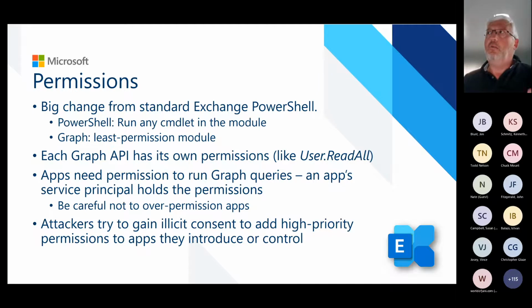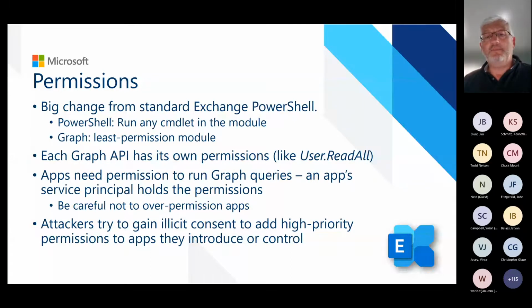So the important thing here is that when you move over to the graph, you start thinking about what permissions you really need. And you try and limit the permissions at all times. You're very careful not to over-permission apps. One of the reasons is that attackers could try and use a thing called illicit consent grant to take over apps, or to plant malware apps in your tenant.